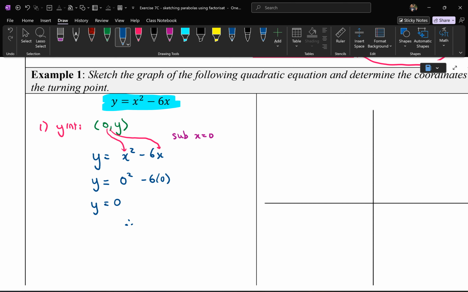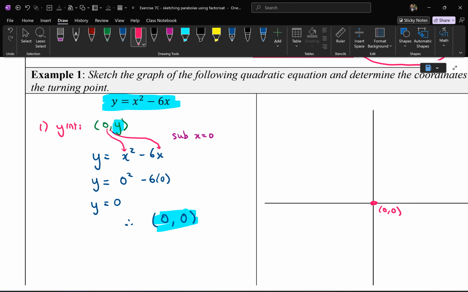So what does that mean? That means your y-intercept is when x is 0, the y-coordinate is 0. That's what you just calculated. You subbed in x equals 0, you found y is equal to 0. So you got 1 point now: 0, 0. On the graph, I should have 0, 0. That's my y-intercept. Conveniently, it also happens to be the x-intercept as well.